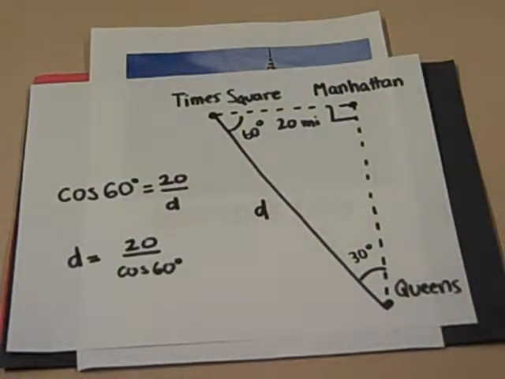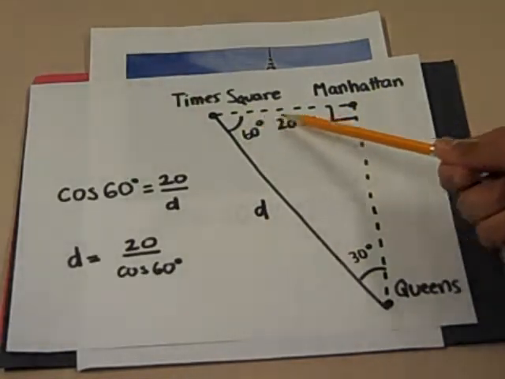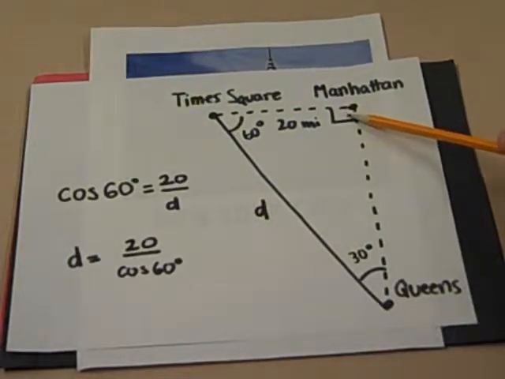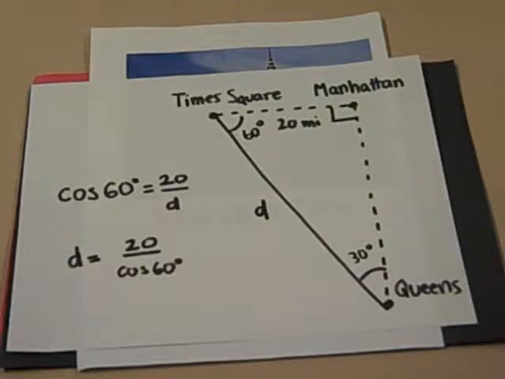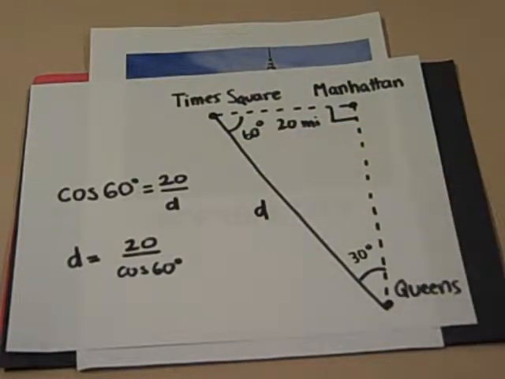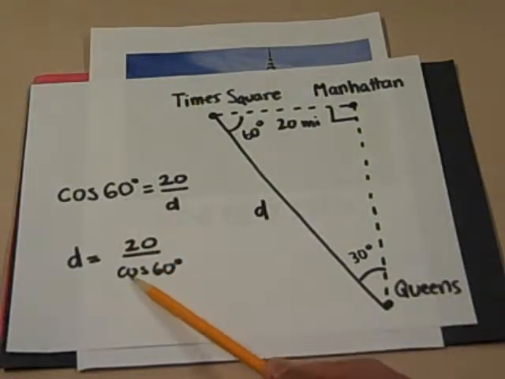Spiderman knows that the distance between Times Square and Manhattan is a total of 20 miles. He also knows that the angle at Manhattan between Times Square and Queens is exactly 90 degrees. Using his spidey senses, Spiderman figures out that the angle at Times Square between Manhattan and Queens is exactly 60 degrees. Spiderman set up a problem in his head to figure out the distance, but he realized he couldn't remember what the cosine of 60 degrees was.